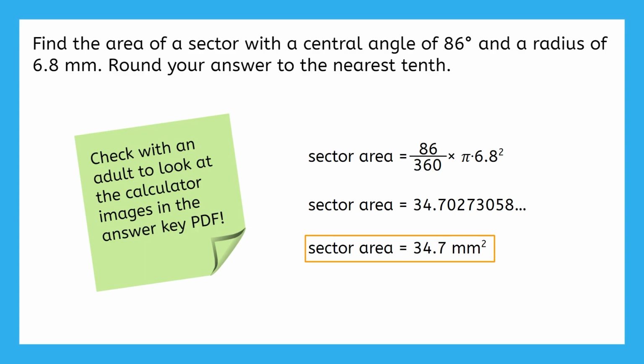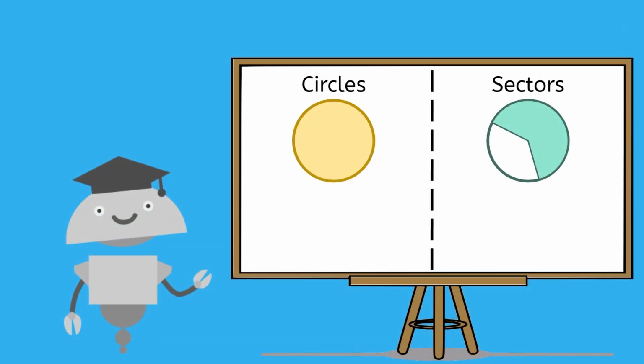You've learned 2 new formulas in this lesson to help you find areas of circles and sectors. To find the area of a circle, all you need is the radius. And to find the area of a sector, you're going to need the radius and the central angle of the sector to know what fraction of the circle's area you will be calculating.